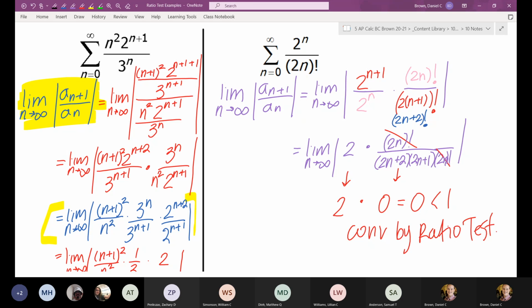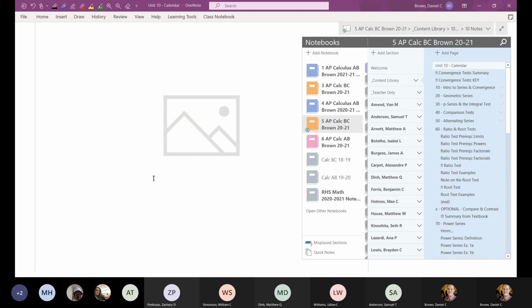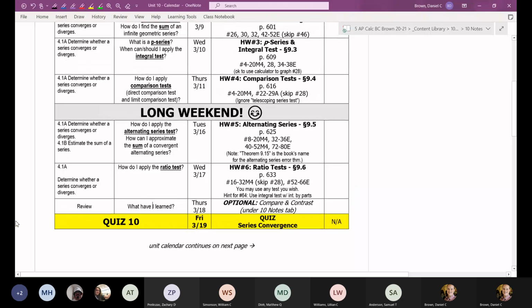All right, so that's it for the convergence tests. There is more we do with the ratio test, but that's going to be an after-quiz situation. The homework I am assigning you is going to be the last homework we have before the quiz. Hopefully you haven't gotten too far behind on the homework. But homework 6 with the ratio test, you have 16 to 32 multiples of 4. Please skip 28. The last section of the homework, the 52 through the 66 evens, is going to be really good practice for the quiz.